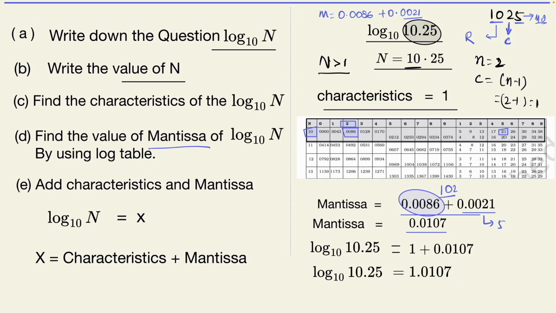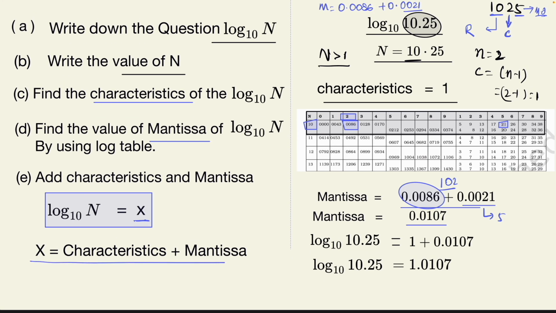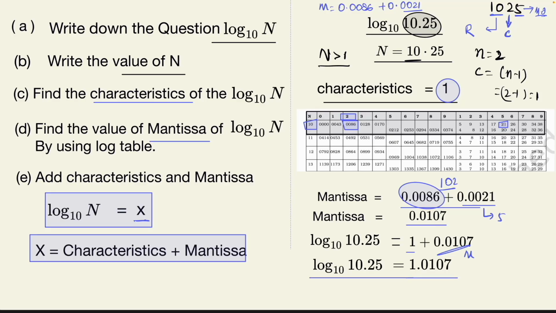So now what we did, we found the value of the Mantissa. We already found the value of characteristic. So we already studied that if we have to represent any log value in the form of x, what is x? It's a combination of characteristic and the Mantissa. So what is the characteristic we got in this question? It's 1. So that's what here it is written as 1. And Mantissa is 0.0107. This is the Mantissa value. So if we combine both of it, it's equal to 1.0107. So this is the value of this log. Let's try more questions based on it to clear the doubts.